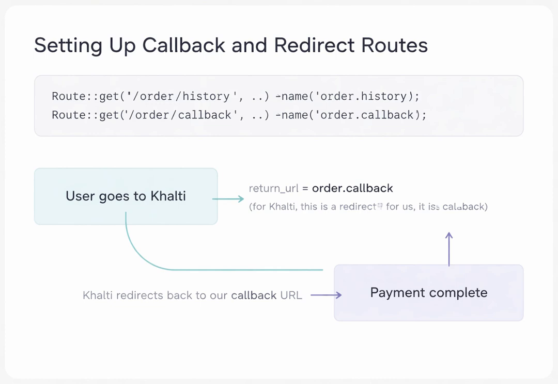From Calty's perspective, it's just a redirect. They send the user back to this URL after payment. But from our perspective, it's a callback. It's where we handle what happens after the payment is completed. So we name it order.callback. When Calty finishes processing, the user lands on this route, and we can verify the payment there.